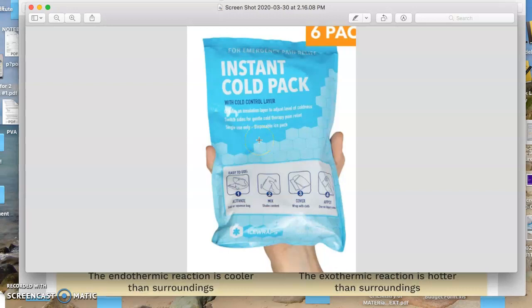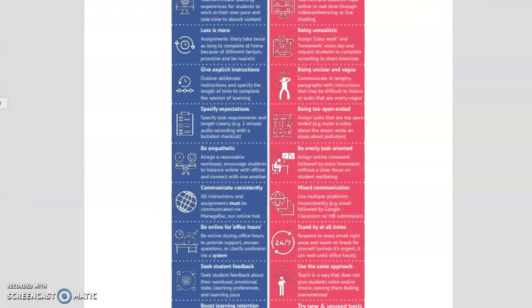So when that chemical reaction occurs, what happens is the heat inside the system is much lower than what's going on outside. So heat moves from the surroundings to that cold pack, absorbing heat. Heat is going into the reaction. So it's endothermic.